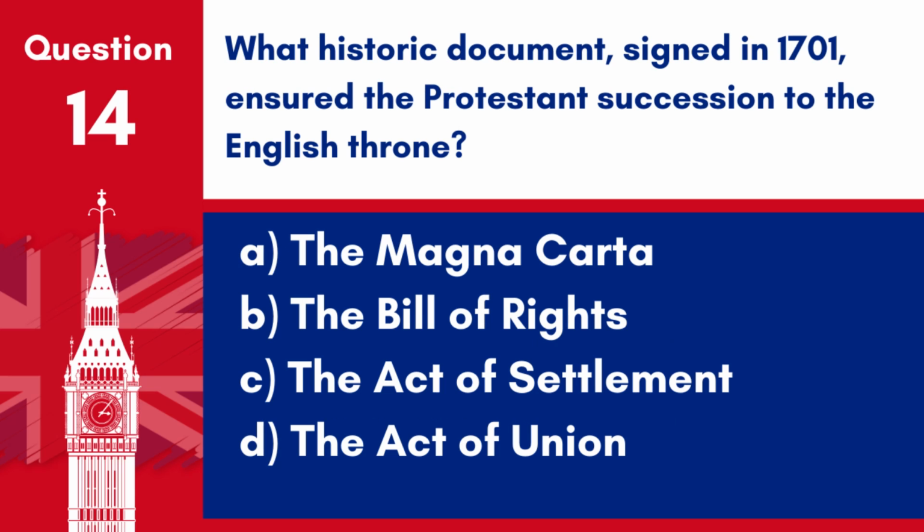Question 14. What historic document, signed in 1701, ensured the Protestant succession to the English throne? A. The Magna Carta, B. The Bill of Rights, C. The Act of Settlement, D. The Act of Union. Answer: C. The Act of Settlement. The Act of Settlement, signed in 1701, ensured the Protestant succession to the English throne.